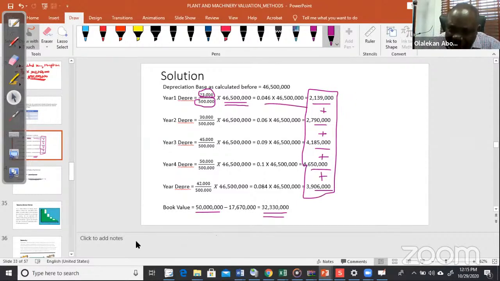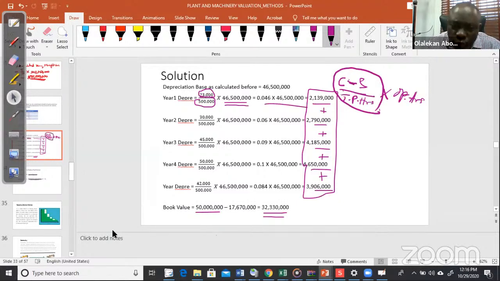Depreciation per hour. After getting depreciation per hour, for all your years, you will just be using operating hours to multiply it. So depreciation per hour will be your cost minus scrap value divided by total productive hours. Then now multiply by operating hours. So as we have varying operating hours, the figure you will get here will remain constant all through.